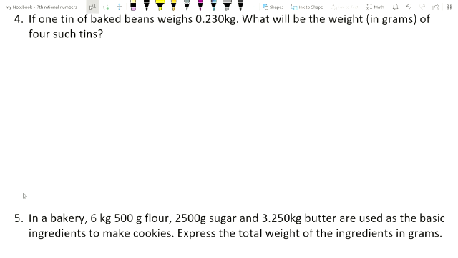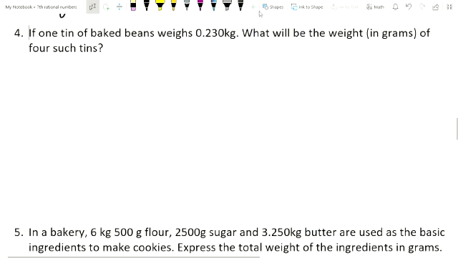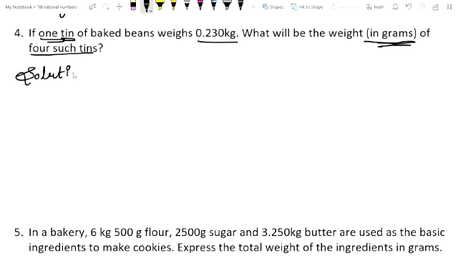If 1 tin of packed beans weighs 0.230 kg, what will be the weight in grams of 4 such tins? So the weight of 1 tin is given. They are asking the weight of 4 such tins. Okay, see the solution. Here kilogram is given, they are asking in grams.